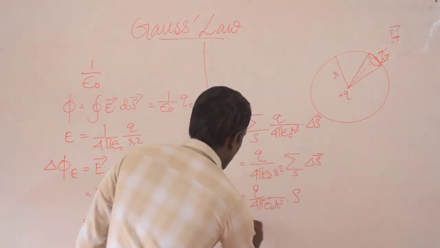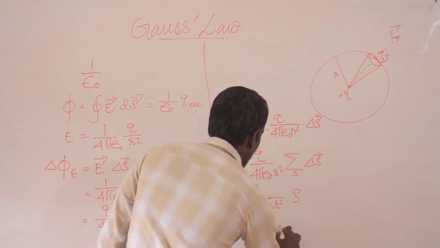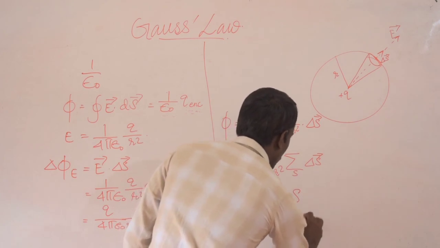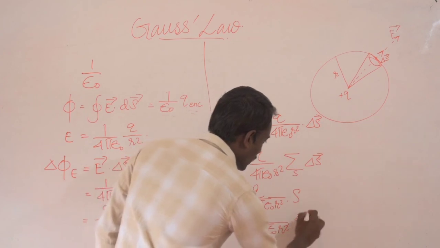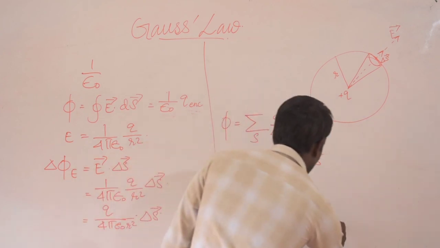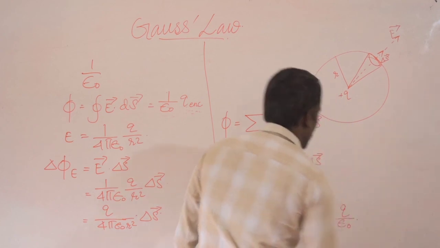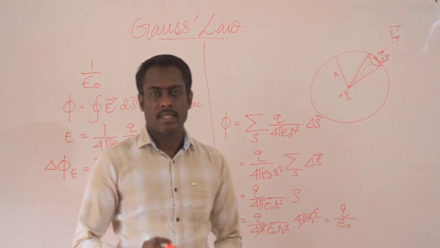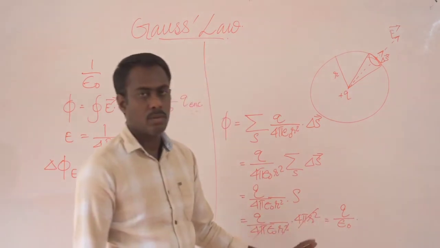So that is equal to Q divided by 4 pi epsilon 0 into R square, and the total surface area is 4 pi R square. So R square and 4 pi will be cancelled, and what will remain there? Q divided by epsilon 0. So the Gauss law is satisfied. Thus it is clear that the Gauss law is based on Coulomb's law.